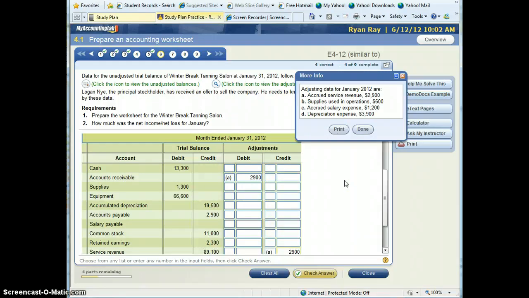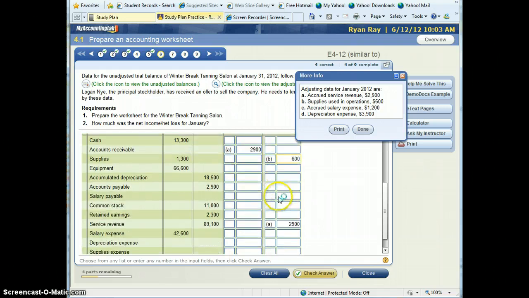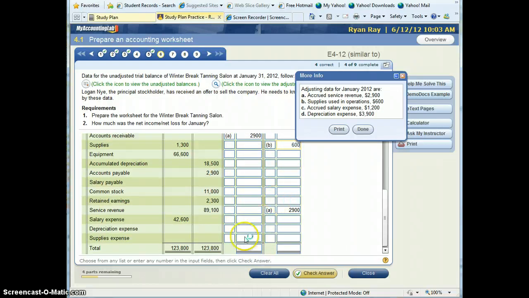Supplies used in operations. Well, that has to do with the supplies account and the supplies expense. Supplies used in operations was $600. So they're giving you the amount of the expense. It doesn't say how much is left. It says how much was used. We know that this was $1,300, but how much was used? They said $600. So we're going to credit supplies, B, with $600. Now with the debit side of that, we have to go to supplies expense. So B, $600.